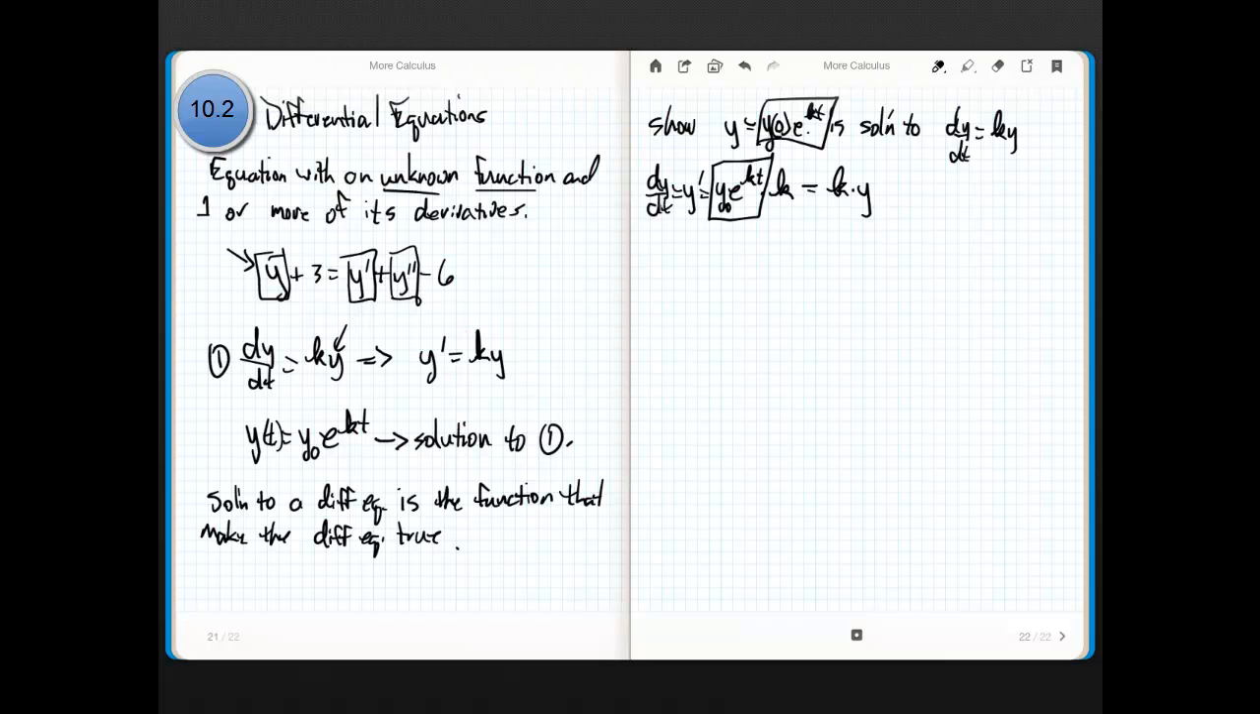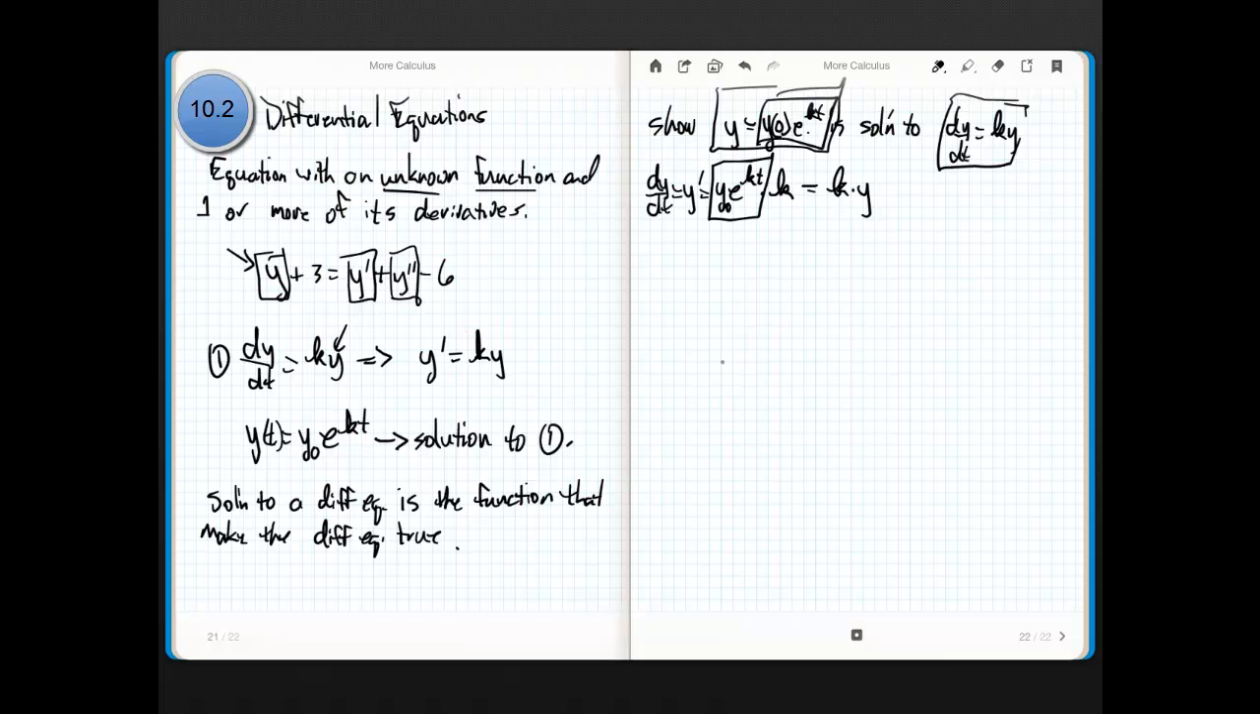Now look how it wraps around. dy over dt equals y prime equals this guy. We know that y naught e to the kt was y. Y times k is ky. So dy over dt equals ky is the differential equation, and this guy is the solution.